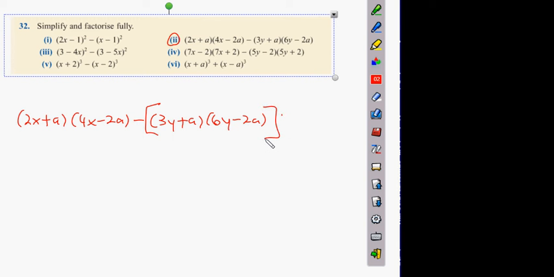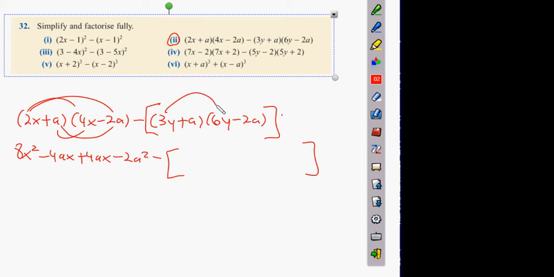Why am I doing that bracket there? To remind myself that I have to multiply in by minus 1. Multiply out 8x squared minus 4ax plus 4ax, and then minus 2a squared, then minus brackets 3y by 6y, 18y squared, 3y by minus 2, minus 6ay plus 6ay, a by minus 2a, minus 2a squared.